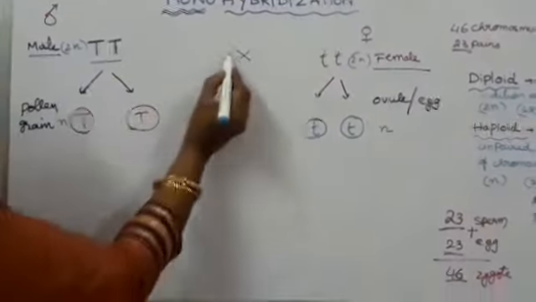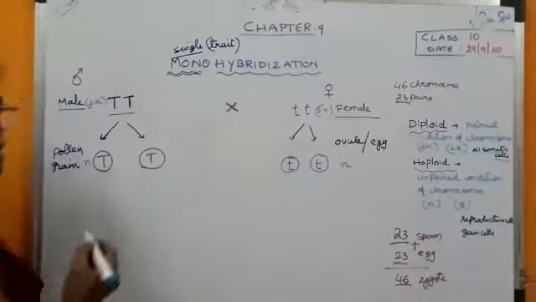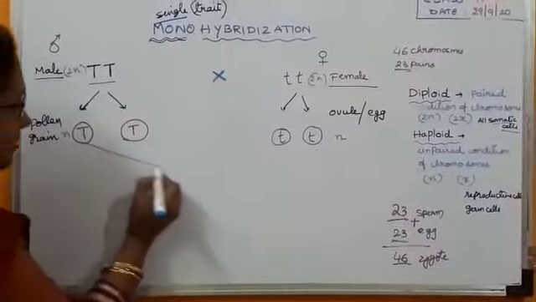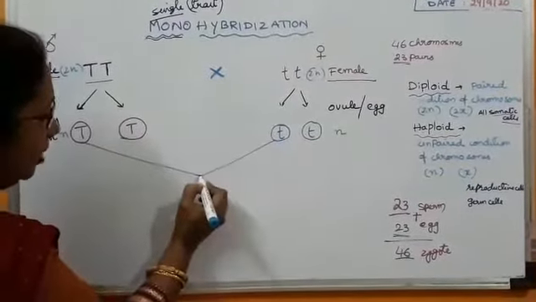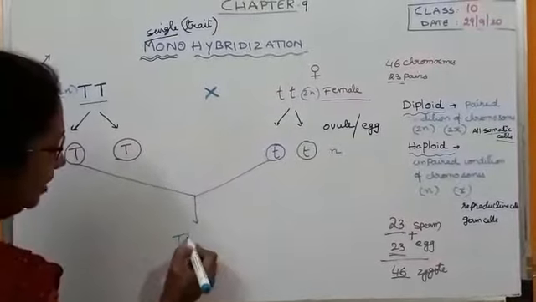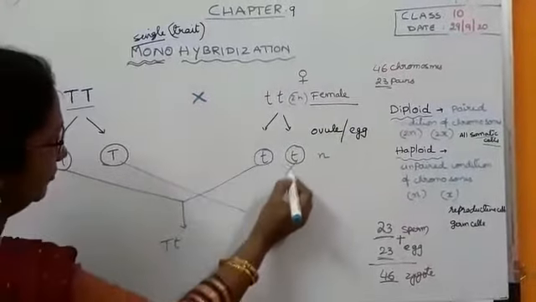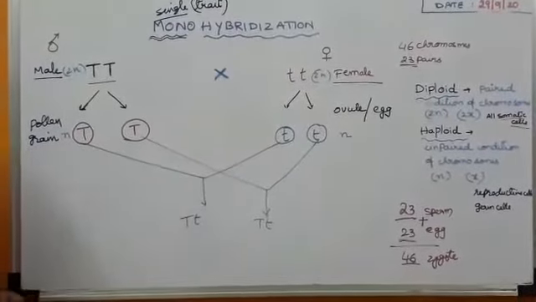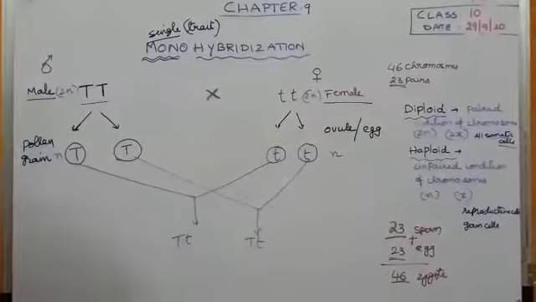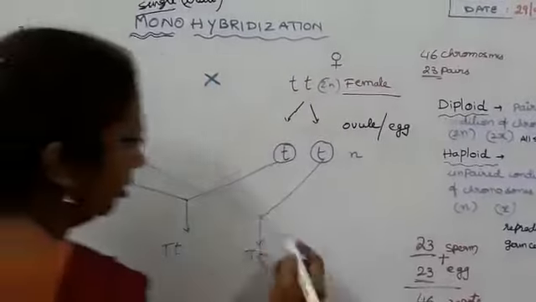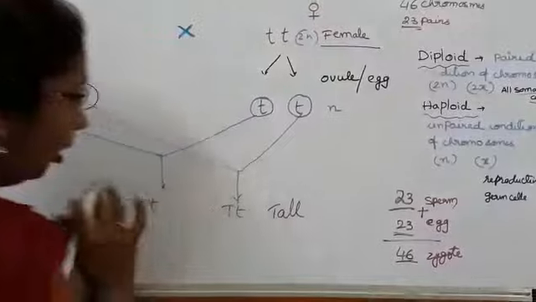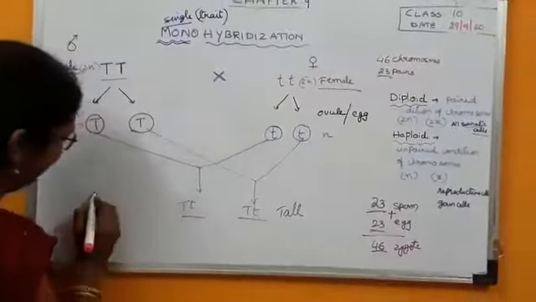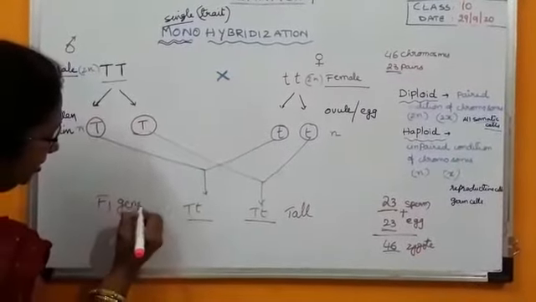Next, cross pollination will be done. Then the pollen grains may fall on the stigma and fuse with the ovule. This will fuse and form capital T, small t. The physical appearance of these plants will be tall. All plants appeared tall. This generation will be called the F1 generation.